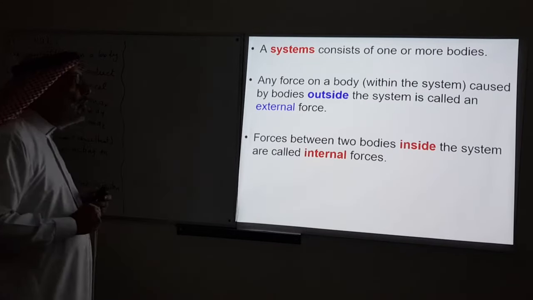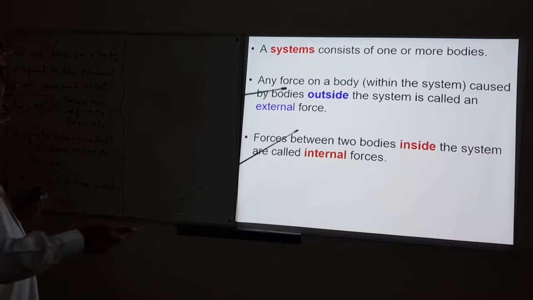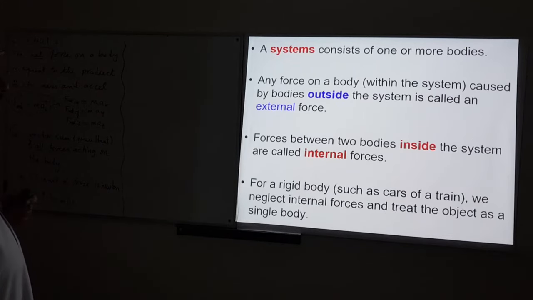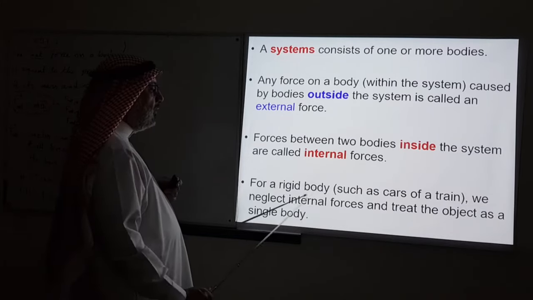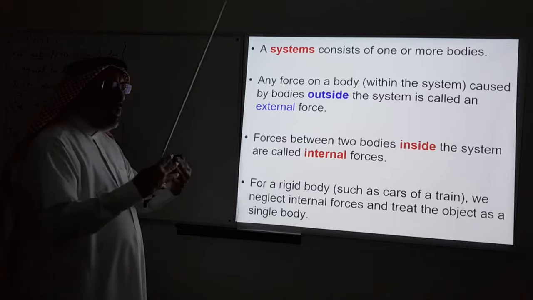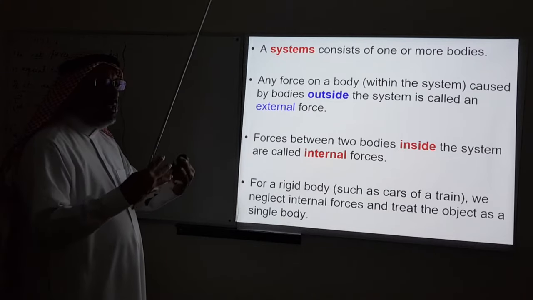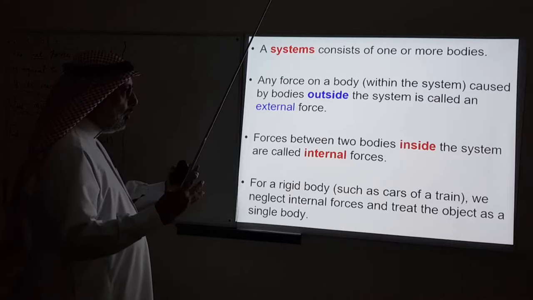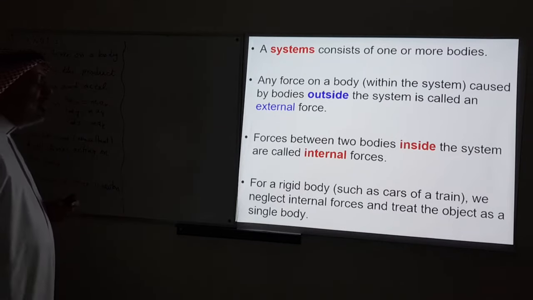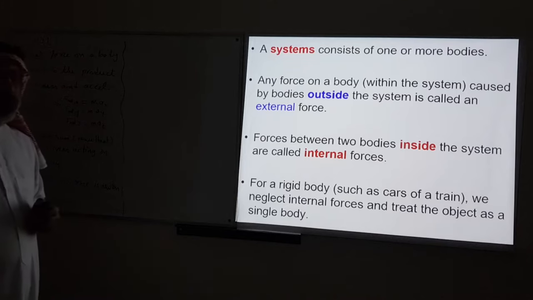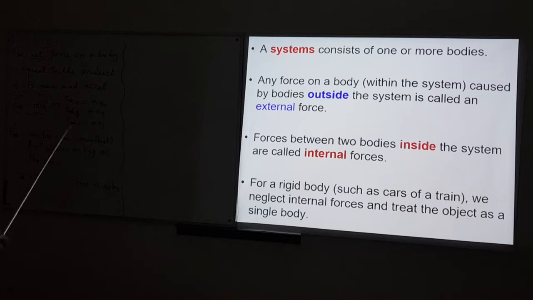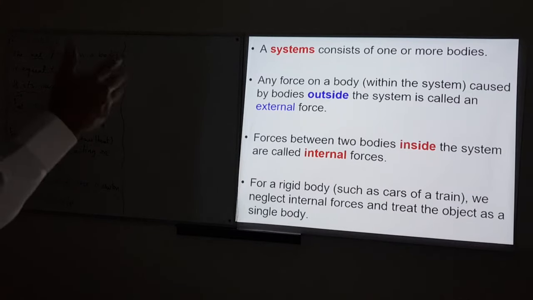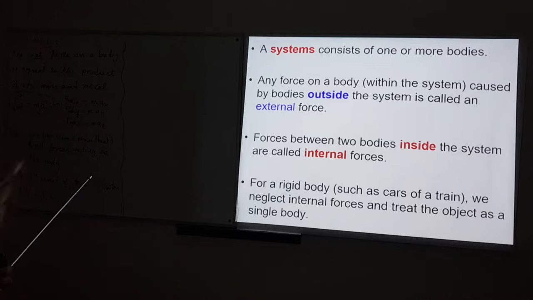Forces between two bodies inside the system are called internal forces. For a rigid body, like the cars of a train, we neglect internal forces because they come in pairs, equal in magnitude, opposite in direction, and they cancel each other. So we neglect internal forces and treat the object as a single body. We will use these concepts, system, internal and external forces, frequently, especially in later chapters like the one in which we will consider the concept of linear momentum.